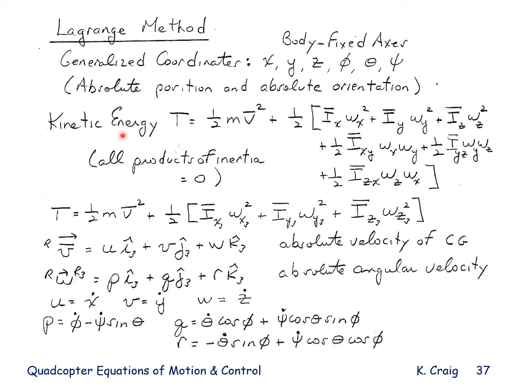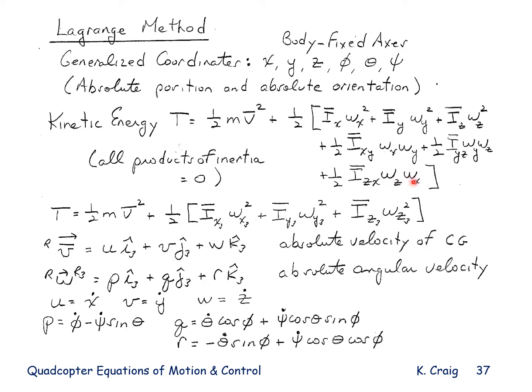The kinetic energy of a rigid body in 3 dimensions with, in this case, 6 degrees of freedom is equal to 1/2 the mass times the velocity of the center of mass squared, plus 1/2 the quantity I bar x omega x squared plus I bar y omega y squared plus I bar z omega z squared, plus 1/2 I bar xy omega x omega y plus 1/2 I bar yz omega y omega z plus 1/2 I bar zx omega z omega x.